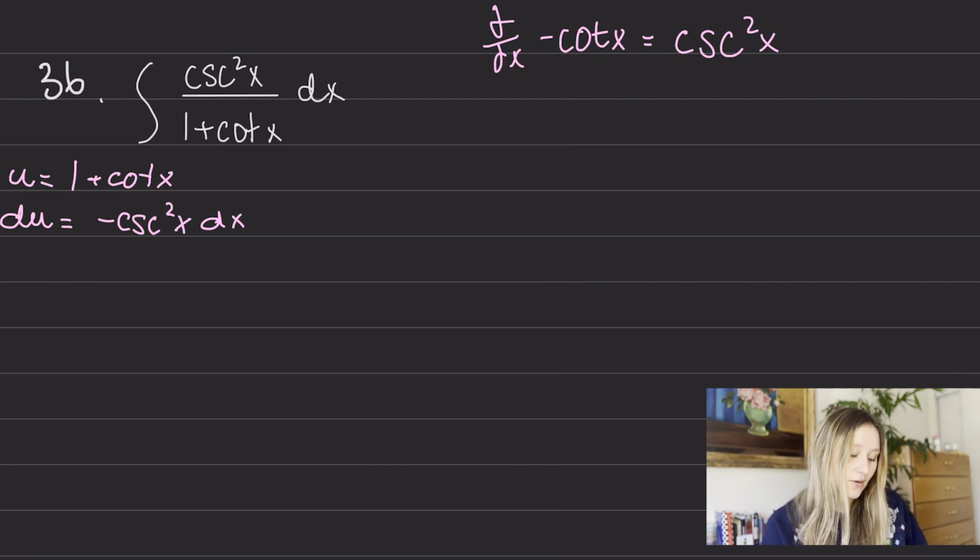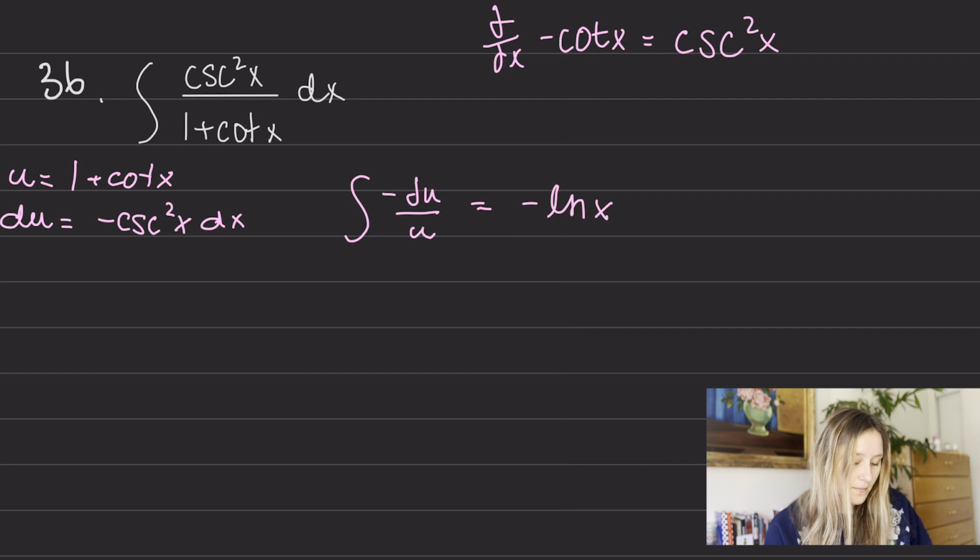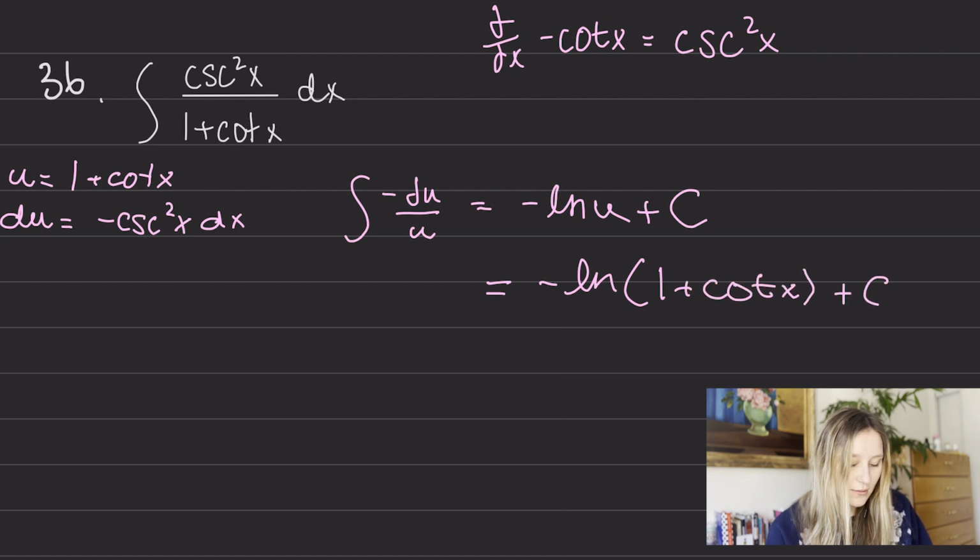Plugging all of that in, we get minus du over u, which is going to be minus ln of u, excuse me, and we do minus ln of 1 plus cotangent x, period.